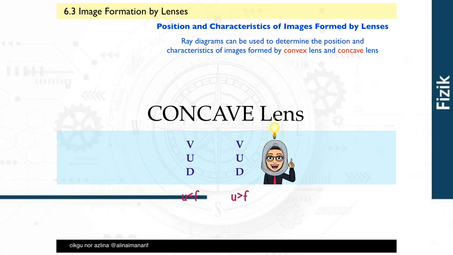Let's try the concave lens. The idea is VOOT. When U is less than F or more than F, the image produced is the same: VOOT. Virtual, upright, and diminished.